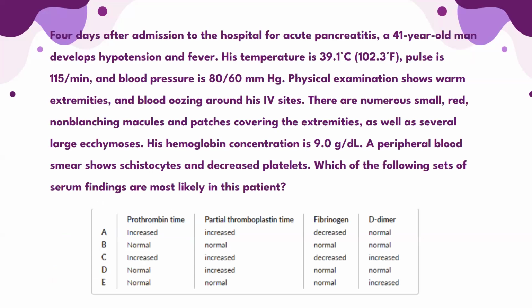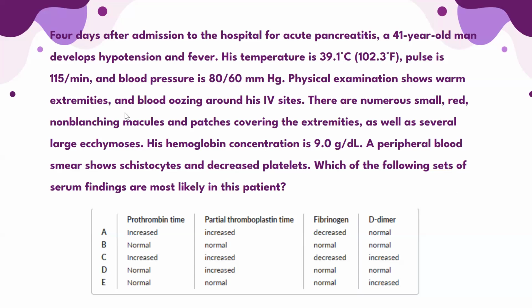Moving on. Four days after admission to the hospital for acute pancreatitis, a 41-year-old man develops hypotension and fever. His temperature is 39 and the pulse is high, 115. The normal limit of the pulse should be 100. This is over that. The blood pressure is low, 80 over 60. The first thing that should come to your mind when the pulse is high and the blood pressure is low is shock. This combination together, blood pressure low, pulse high, is shock, okay?